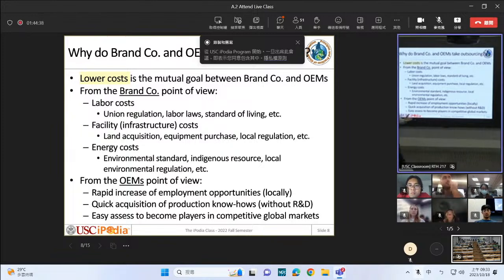And then you can have quick access to the global market, right? In the early days, everybody knew the global market is the future. However, unless you have good technology, it's very hard for you to enter the global market if you're just a farming country. Very hard. So once you become industrialized quickly, you can become a player in the global market. So these are the reasons for OEM countries to do that.